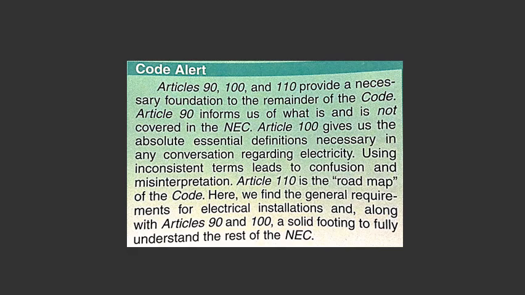Code Alert. Articles 90, 100, and 110 provide a necessary foundation to the remainder of the code. Article 90 informs us what is and is not covered in the NEC. Article 100 gives us absolutely essential definitions necessary in any conversation regarding electricity. Using inconsistent terms leads to confusion and misinterpretation. Article 110 is the roadmap of the code. Here we find the general requirements for electrical installations and, along with Articles 90 and 100, a solid footing to fully understand the rest of the NEC.